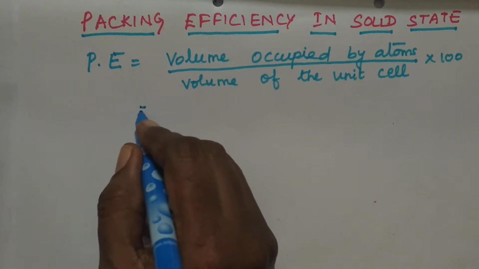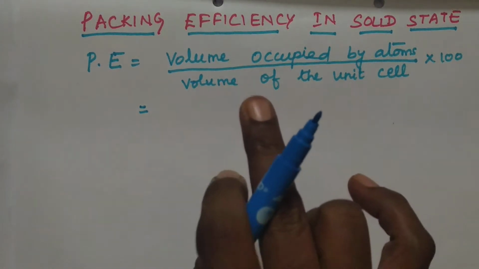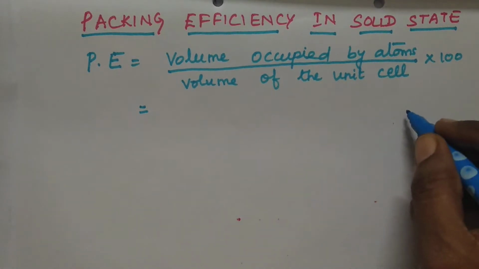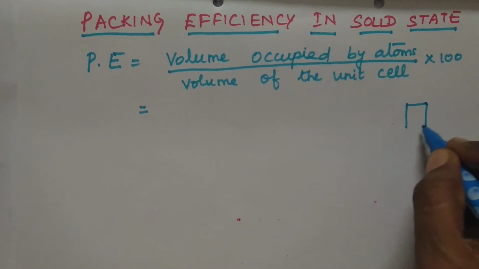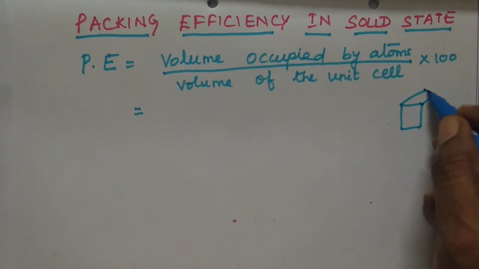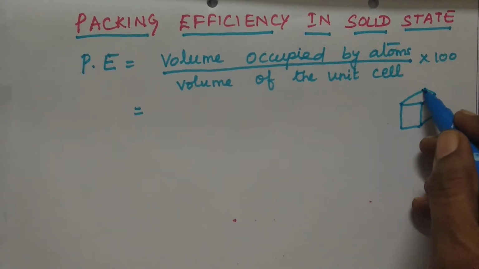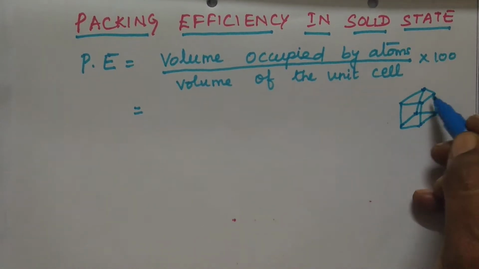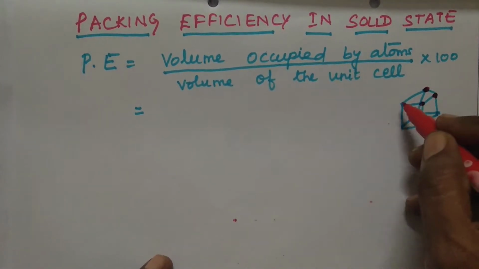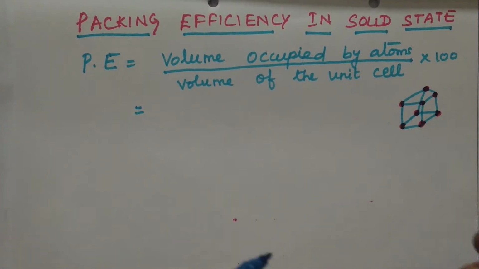Now the volume occupied by atoms, we can calculate from the number of atoms that is going to be present in each system or each unit cell. For example, if you are going with a cubic cell, you know that it's going to be drawn like this. And at each corner the atoms are going to be present. This is a primitive cell, isn't it? Simple cubic cell is nothing but primitive cell.